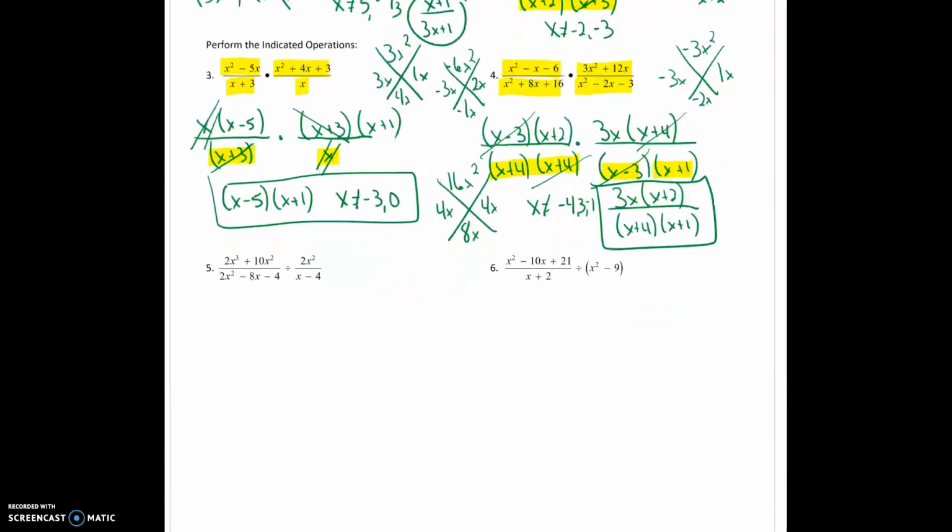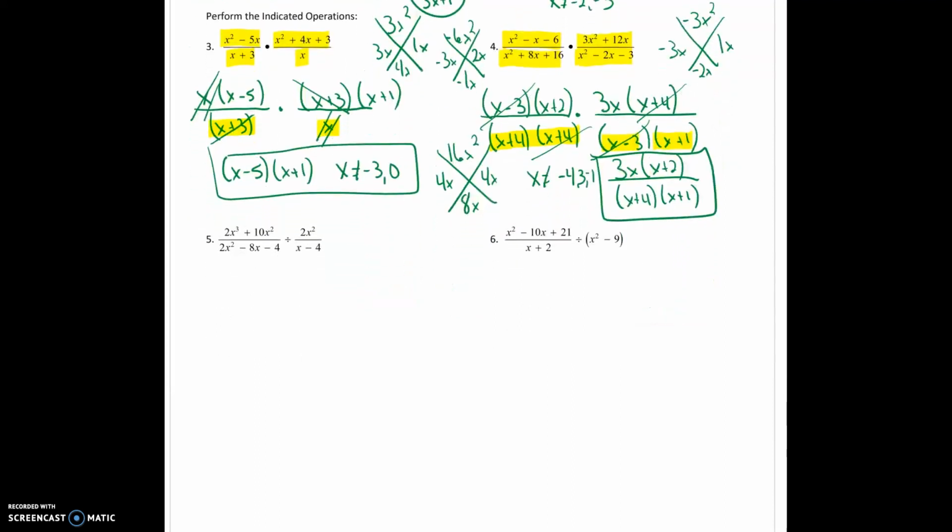All right, 5 and 6, and then I'm going to go eat lunch. So first thing, these are division. Remember with division, you copy, dot, and flop. So copy, dot, and flop. So I'm going to actually start with the right fraction and flip-flop them. So this x minus 4, I cannot factor. It will go to the top. And this 2x squared, I can't factor, and it will go to the bottom.